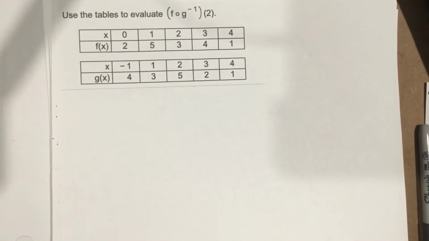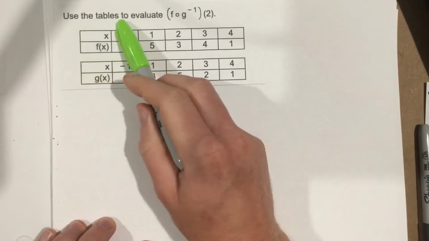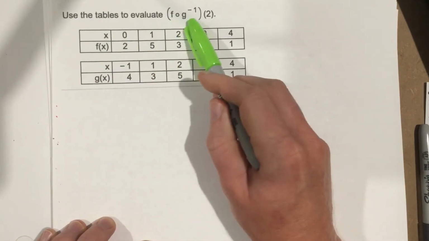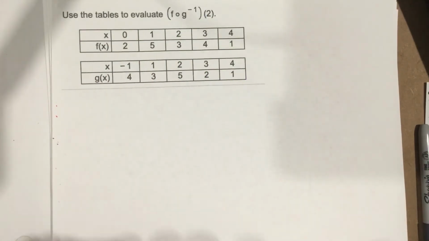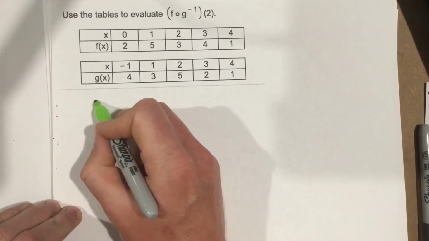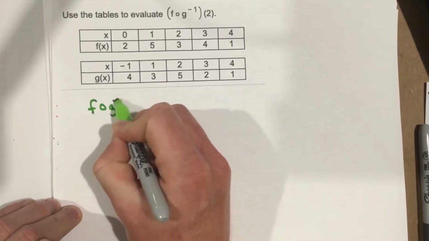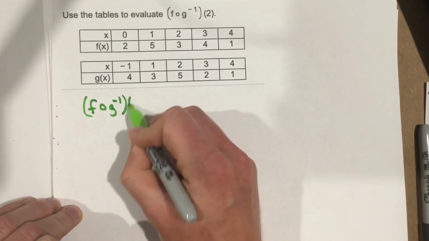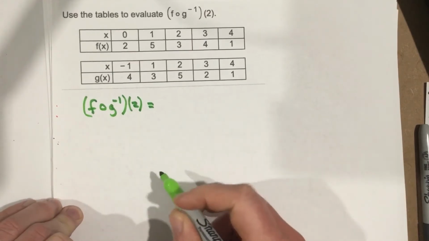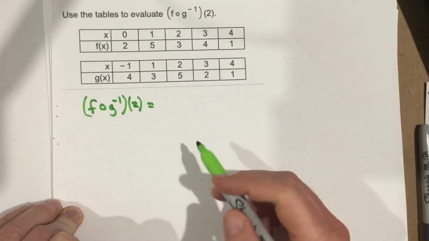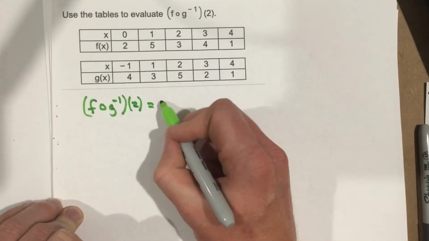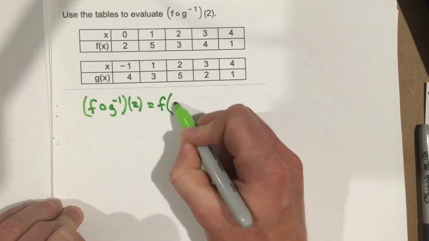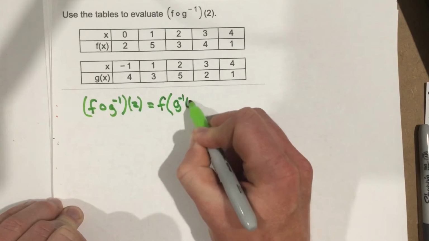This is problem number 12 from section 5.2. In this problem it says use the tables to evaluate f of g inverse of 2. So let's first write f of g inverse of 2, and I want to write this into terms that are a little bit better. So this is really f of g inverse of 2.